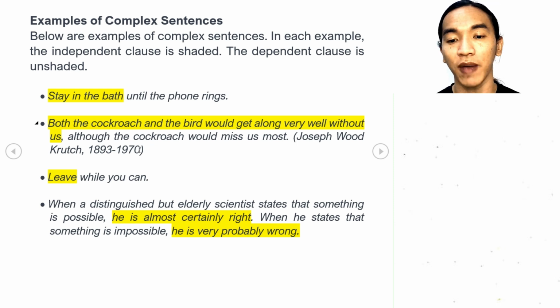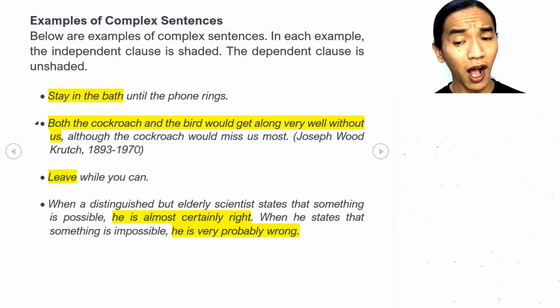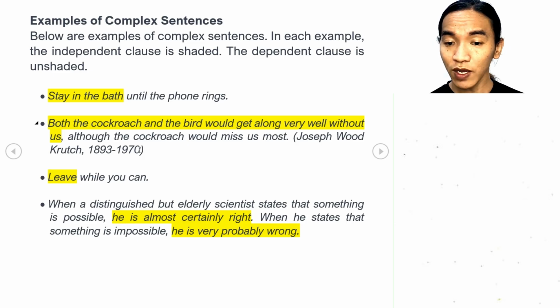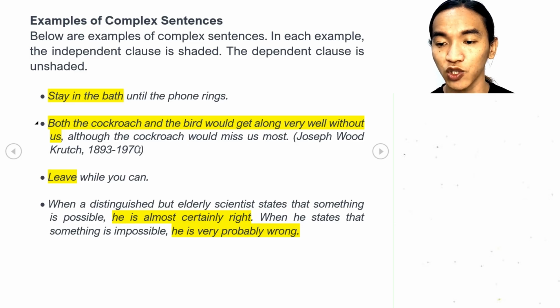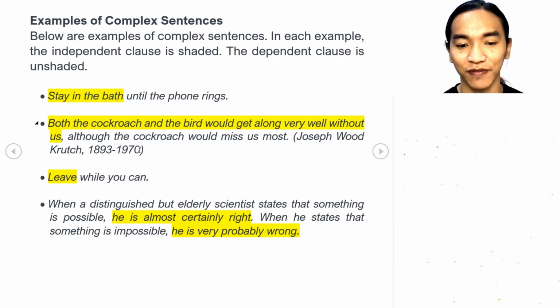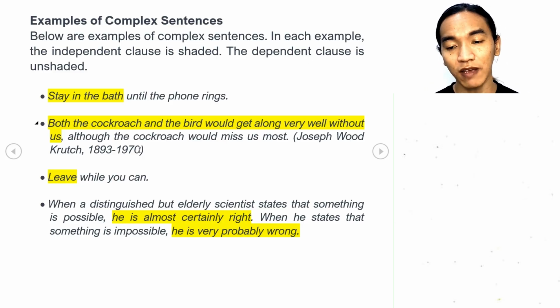Now, next sentence: both the cockroach and the bird would get along very well without us, although the cockroach would miss us most. So we have there your independent clause highlighted in yellow, and although the cockroach would miss us as your dependent clause. Next one, leave. This is an imperative sentence. Also, it has a complete meaning and we understand it. While you can, you have to combine it to give it sense.